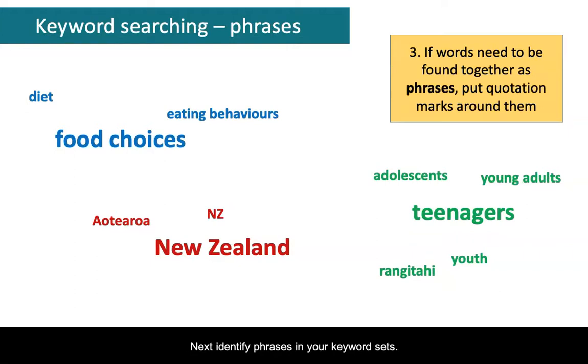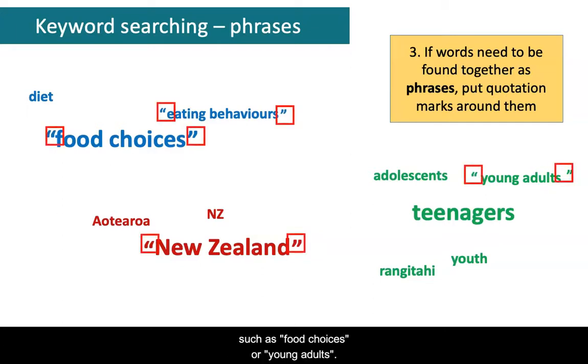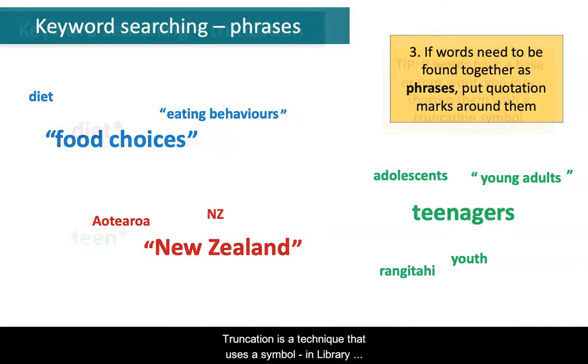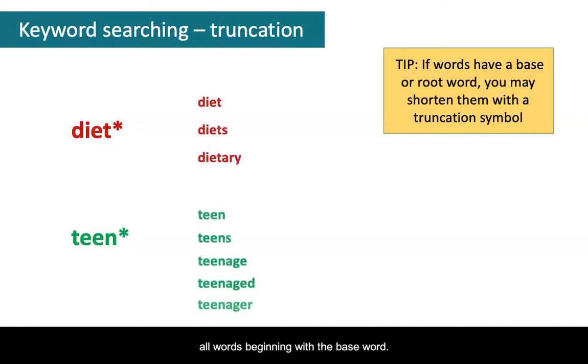Next, identify phrases in your keyword sets. These are words you want the system to search together, such as food choices or young adults. Put double quotation marks around phrases. Truncation is a technique that uses a symbol, in library search it is an asterisk, to tell the system to search for all words beginning with the base word. For example, teen asterisk will find teen, teens, teenage, teenager, etc.